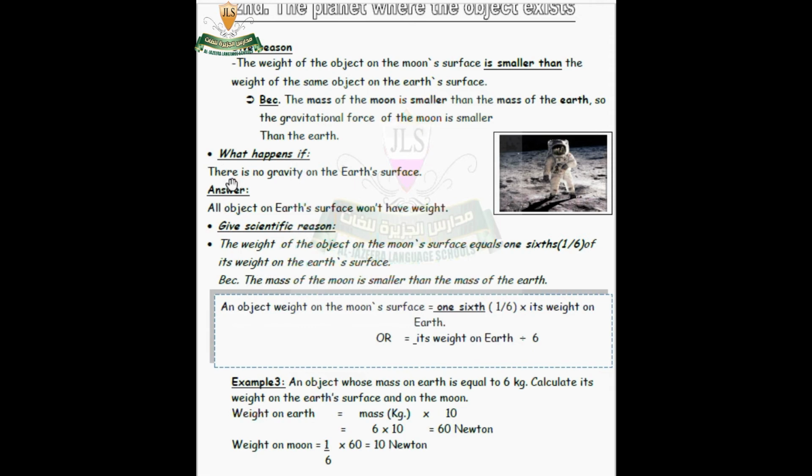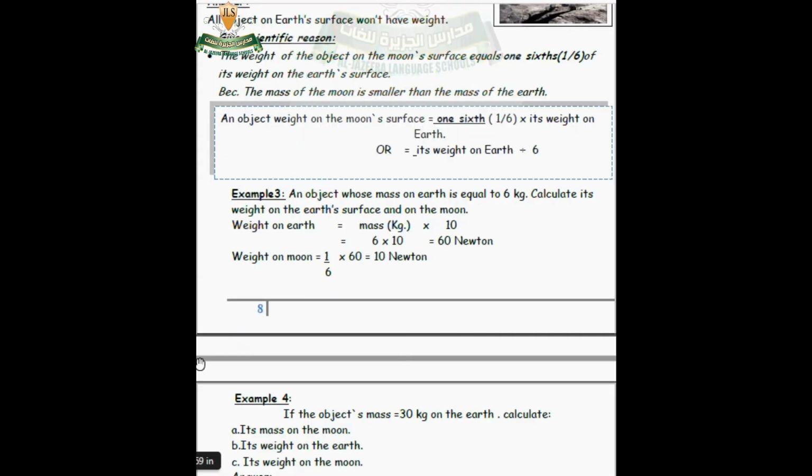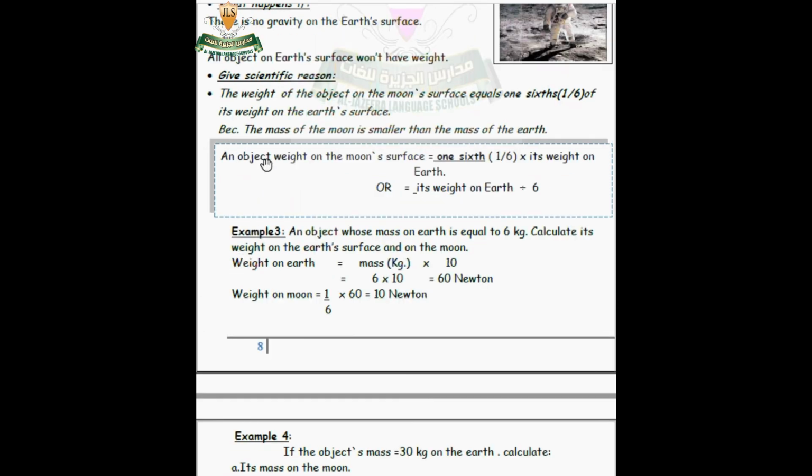What happens if there is no gravity on the Earth's surface? There isn't any weight. Any object doesn't have weight. An object's weight on the Moon's surface equals 1/6 its weight on the Earth, or its weight on the Earth is divided by 6. Why? Because the mass of the Earth equals 6 times the mass of the Moon.